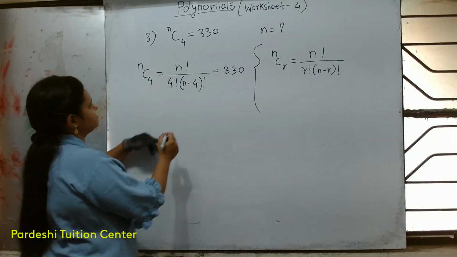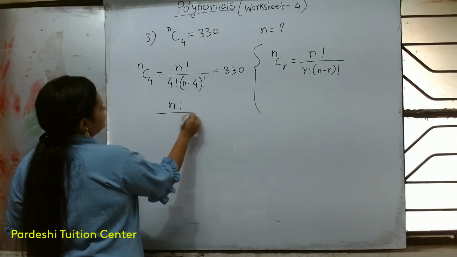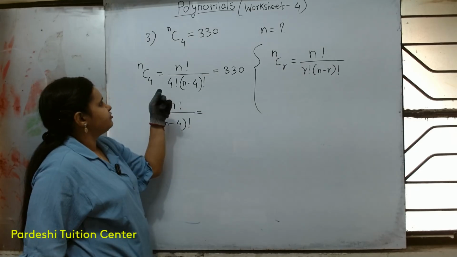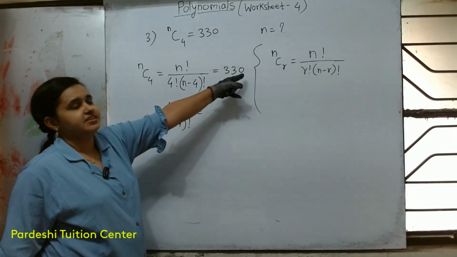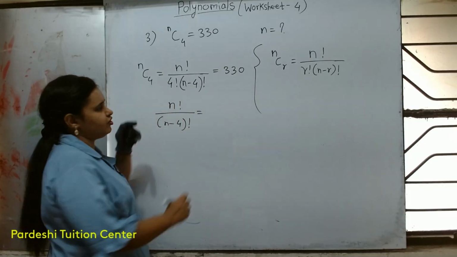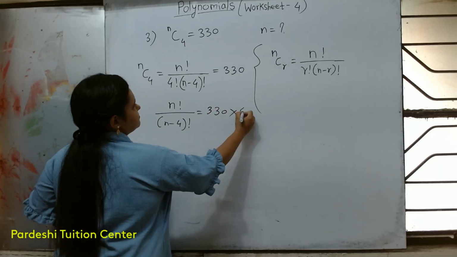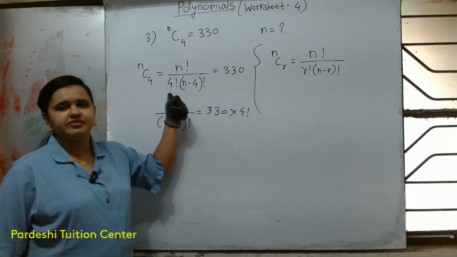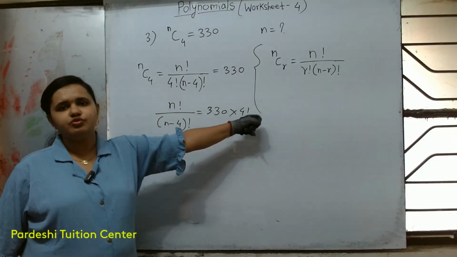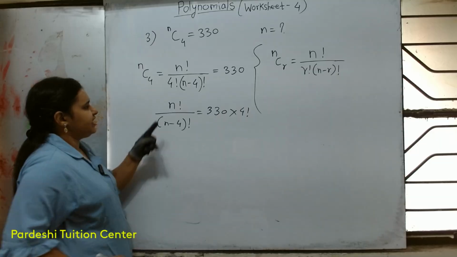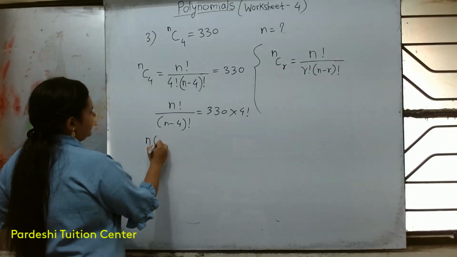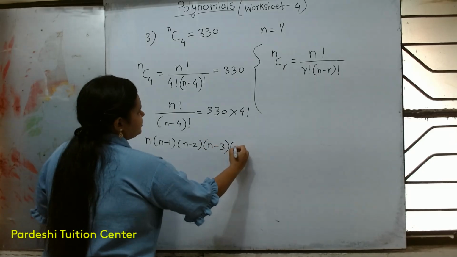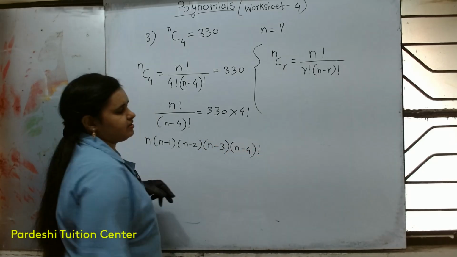Now n factorial upon (n minus 4) factorial equals 330. If I multiply 4 factorial to both sides, 4 factorial will get cancelled on the left, and we get 330 into 4 factorial. Now I can write n factorial as n into (n minus 1), (n minus 2), (n minus 3) into (n minus 4) factorial.